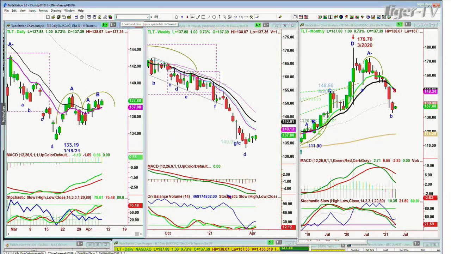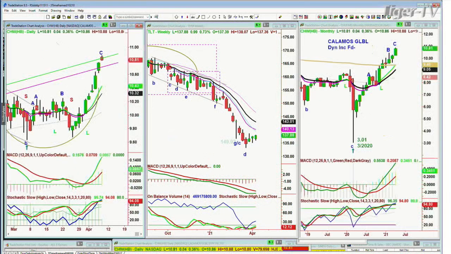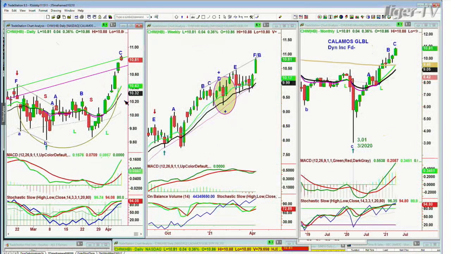Actually, I'll tell you what it is because it's so fascinating. CHW, talking about interest rates. Look at this. I loved this stock about 3 days ago. I just didn't put it on because I had other things that we were looking at. And it had a great move. CHW is Calamos Global Dynamic Income Fund.